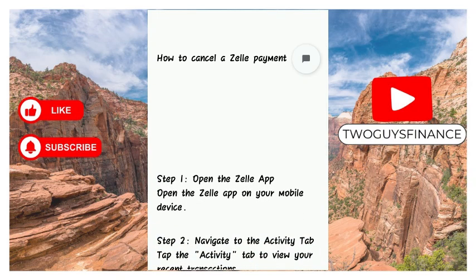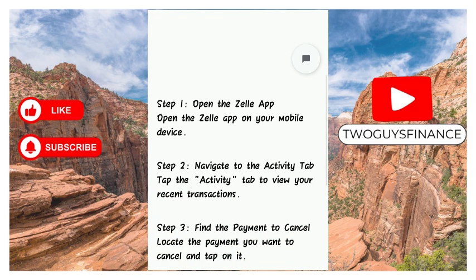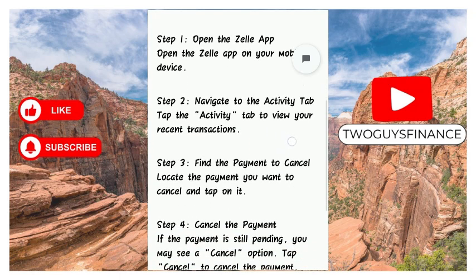The first step is to open the Zelle app on your mobile device and log into your account, and then you want to navigate to the activity tab. So just tap the activity tab to view your recent transactions.